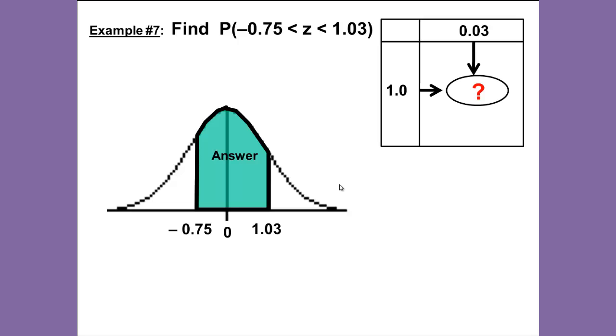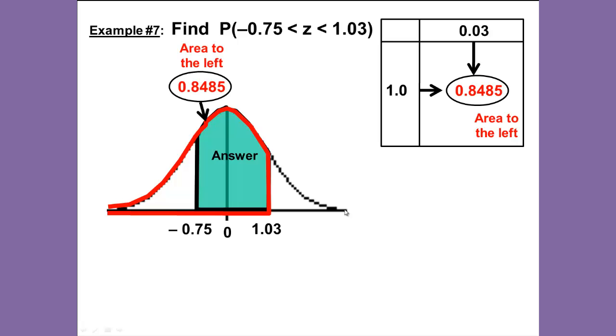First, we will look up 1.03, the 1.0 for our row, the 0.03 for our column, and that gives us 0.8485 as the area to the left. Notice that I'll outline that in red, and that shades from the 1.03 all the way back to the left. That is not our answer. Our answer is less than that.